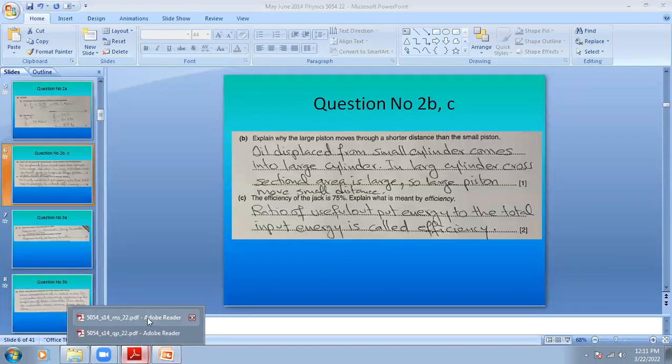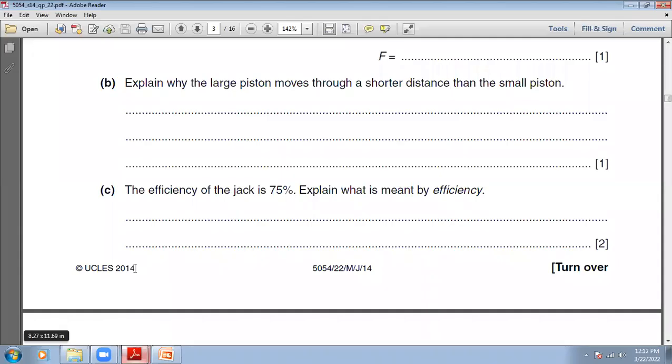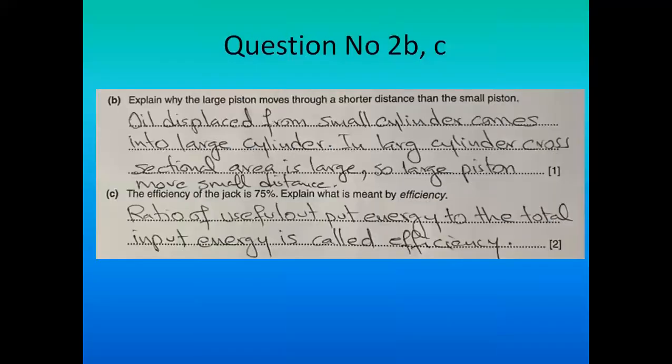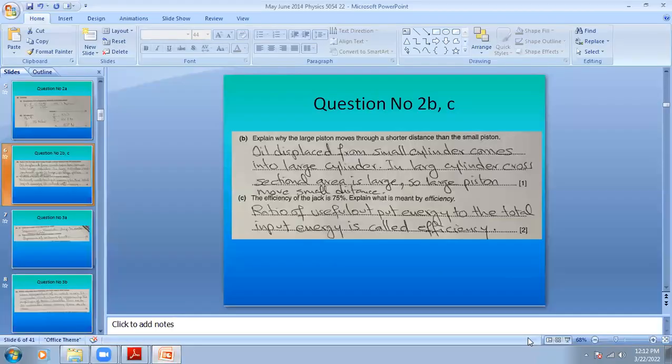Let me show you the next part. He says the efficiency of the jack is 75%. Explain what is meant by efficiency. Efficiency is the ratio of the useful output energy to the total input energy. Let me show you my answer. Here we go: the ratio of the useful output energy to the total input energy is called efficiency.